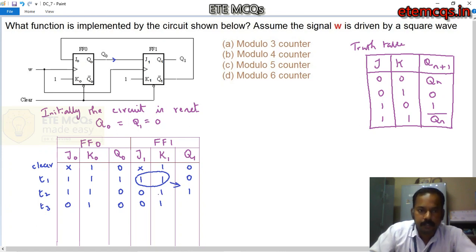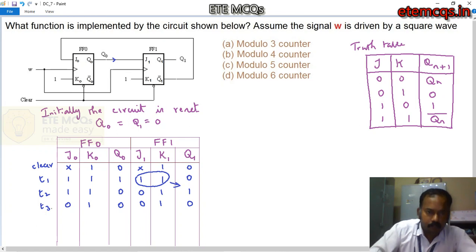Now this 0 and 1's reflection will appear here. Even though this comes for J1 and K1 after the trigger T2, the impact of this J1 and K1 will be reflected during the next trigger T3, because the output of J1 and K1 depends on Q0. Q0 is produced at T2, and the impact of this will happen only during T3. So you will have the output to be 0.